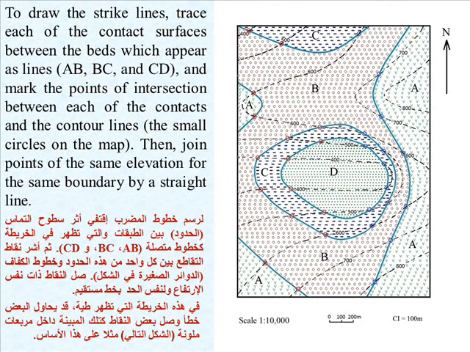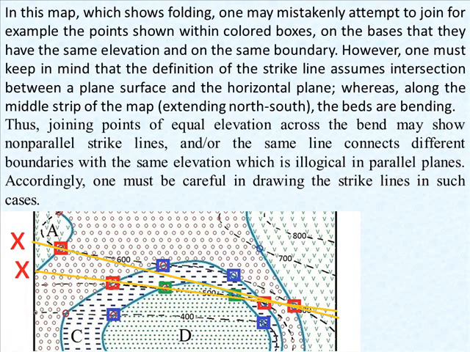To draw the strike lines, trace each of the contact surfaces between the beds which appear as lines AB, BC, and CD, and mark the points of intersection between each of the contacts and the contour lines, the small circles on the map. Then, join points of the same elevation for the same boundary by a straight line. In this map, which shows folding, one may mistakenly attempt to join, for example, the points shown within colored boxes on the basis that they have the same elevation and on the same boundary.